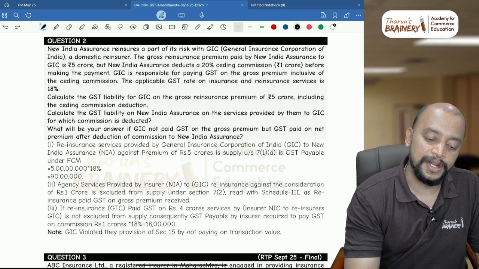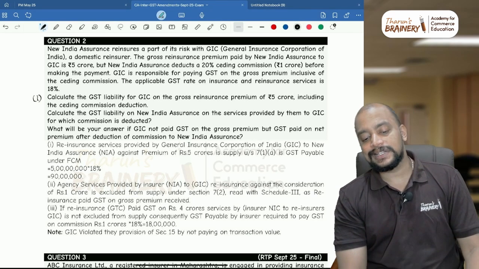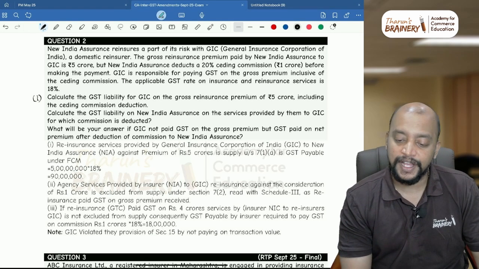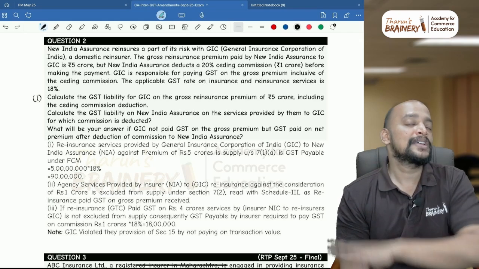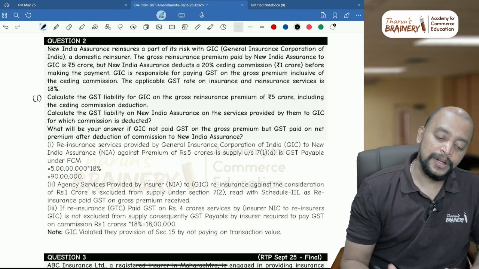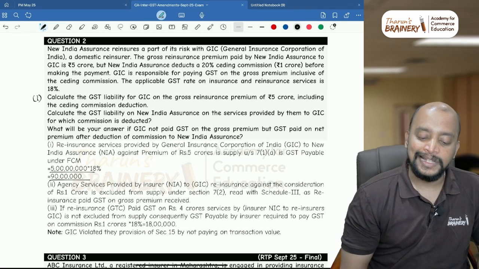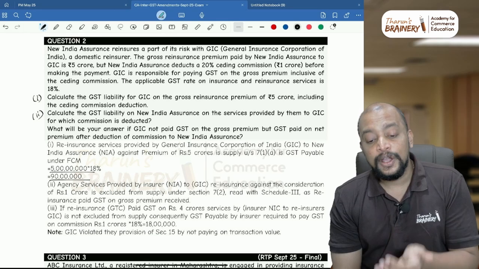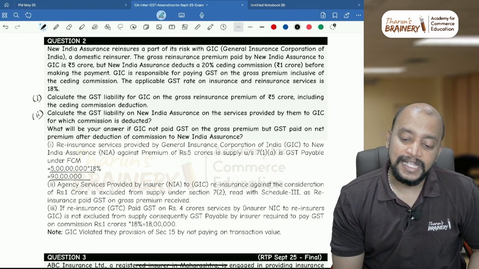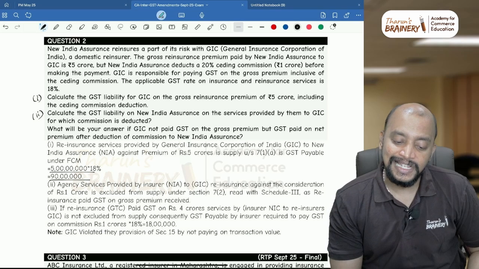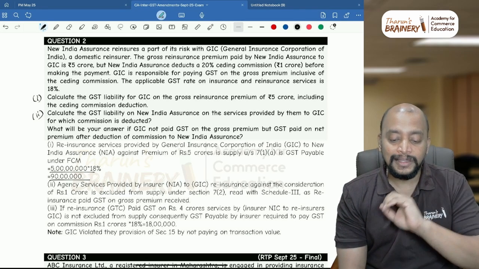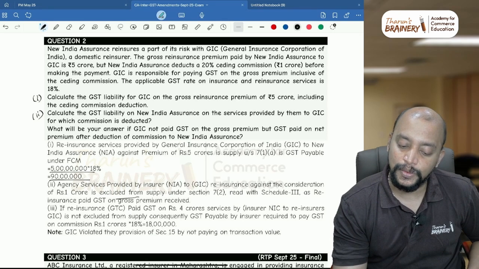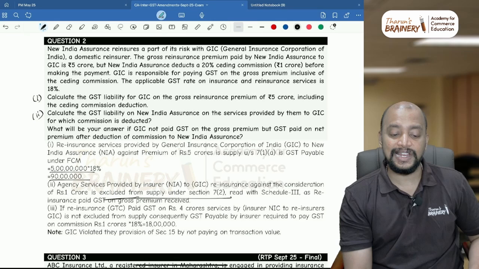So what is the first question? Calculate the GST liability for GIC on the gross reinsurance premium of 5 crore including the ceding commission deduction. So they have to pay GST on the gross amount, 5 crore. So 5 crore into 18%, that will be 90 lakhs. Next, number 2, calculate the GST liability of New India Assurance on the services provided by them to GIC for which commission is deducted. On that there is no GST, it is excluded from supply. That commission is excluded from supply, consequently GST not payable.